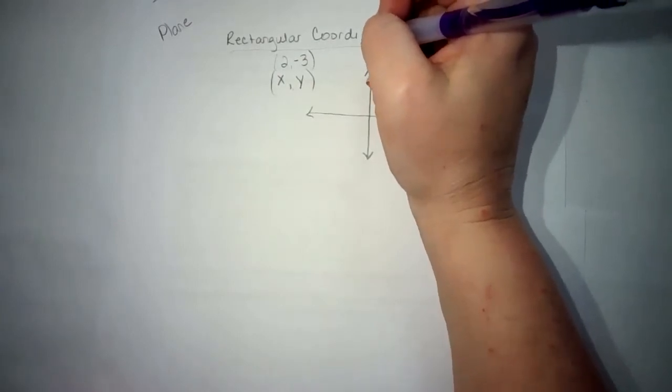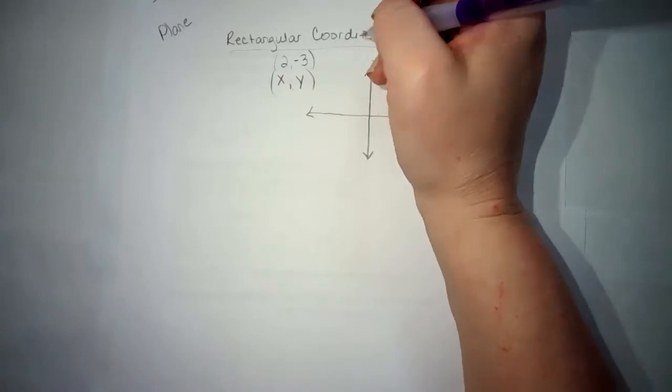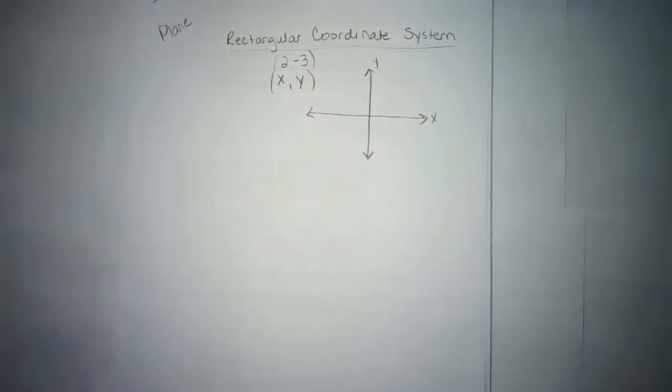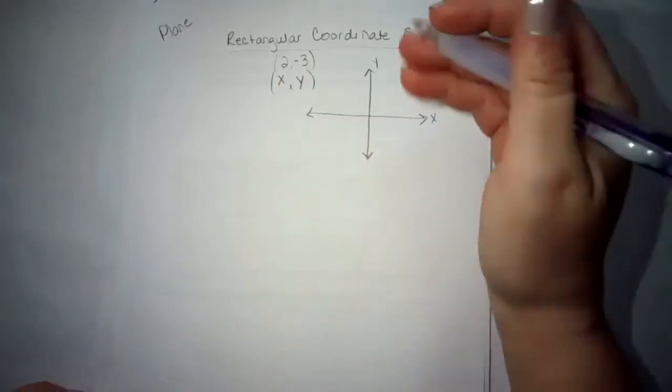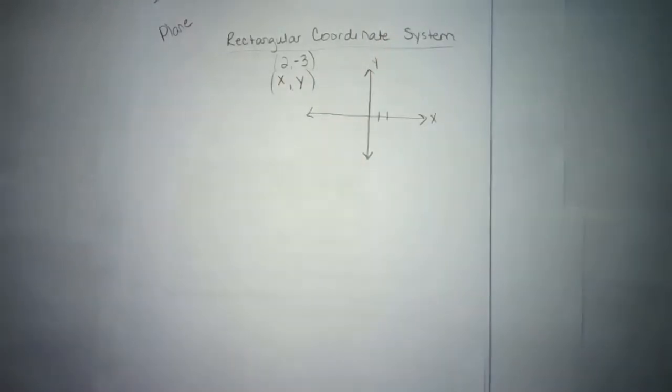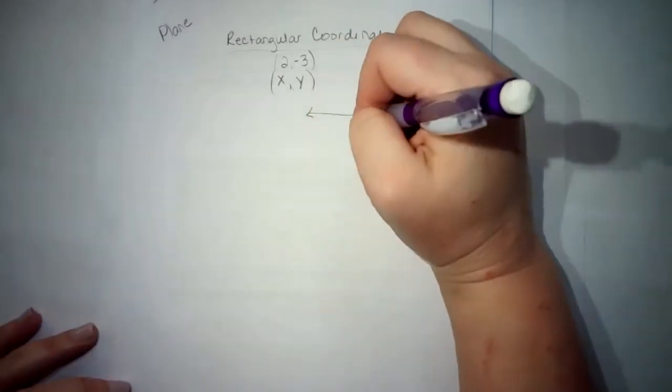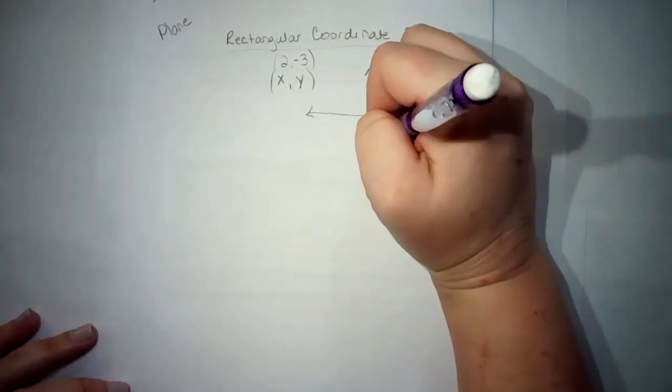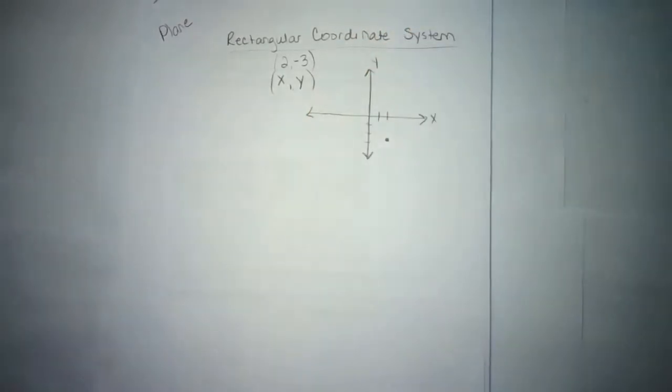So let's say you have the point 2, -3. You know how to graph that, but it just helps if we talk about it for a minute. We know we're going to go horizontally to the right 2, and vertically down 3, and there's our little point. We know this. This is the rectangular coordinate system.